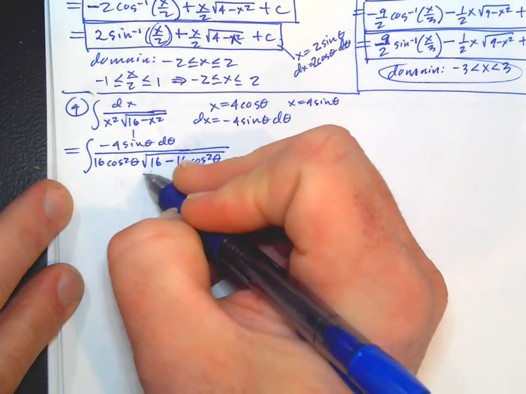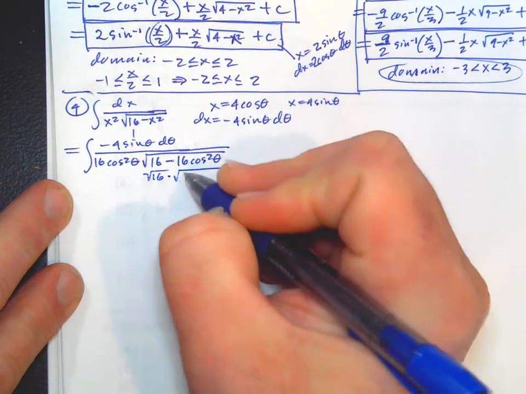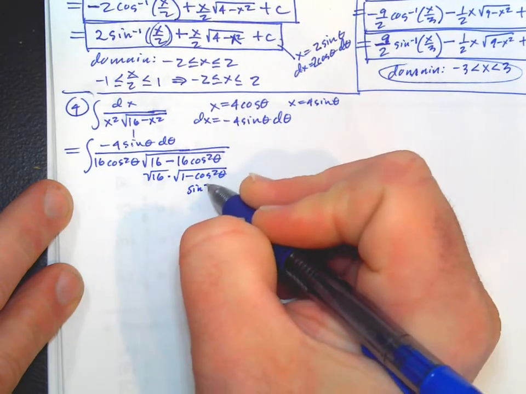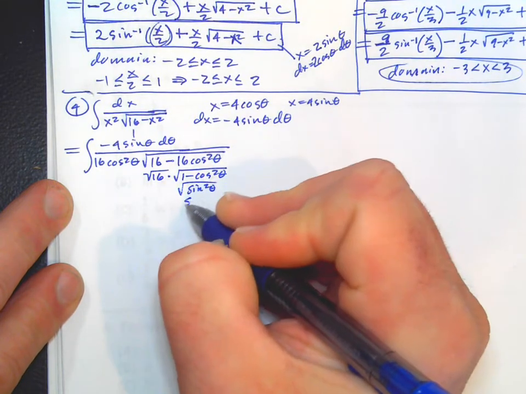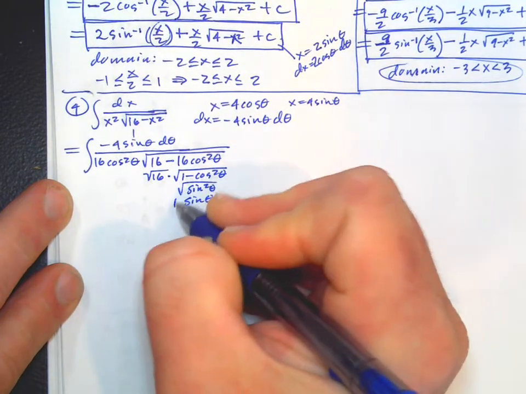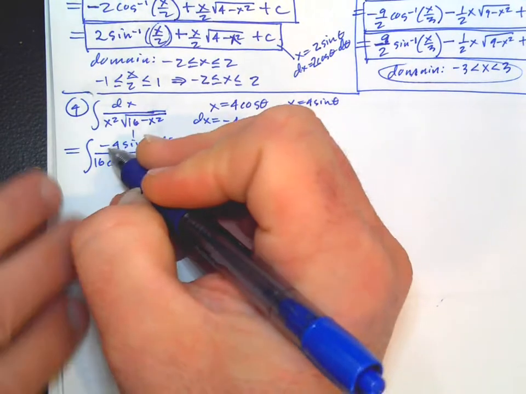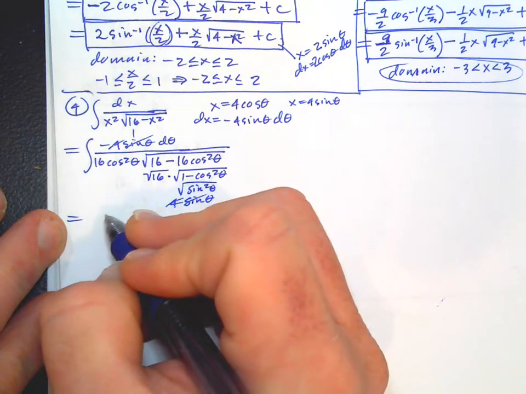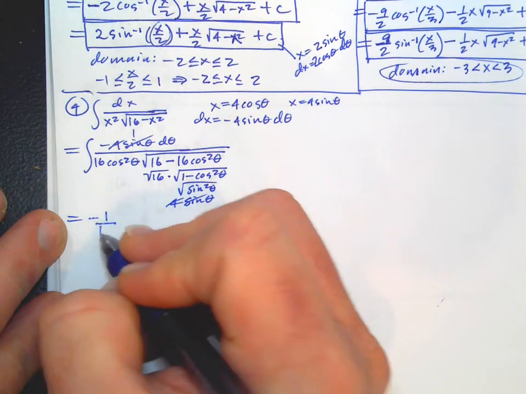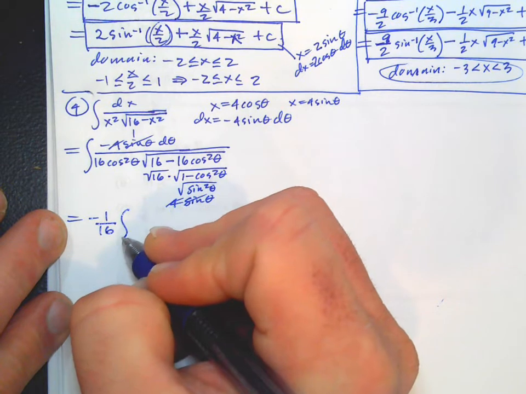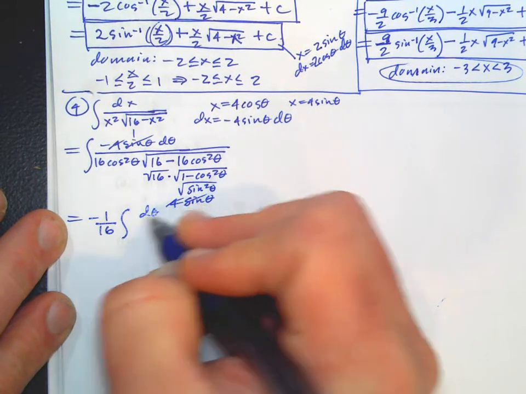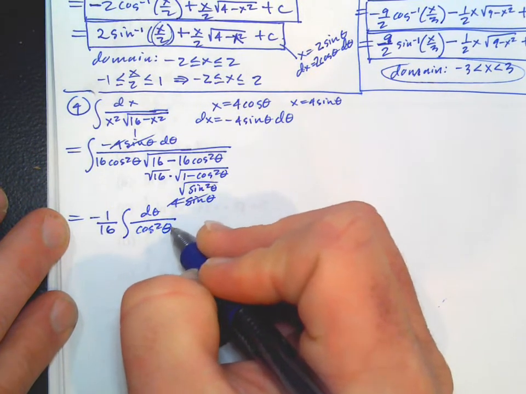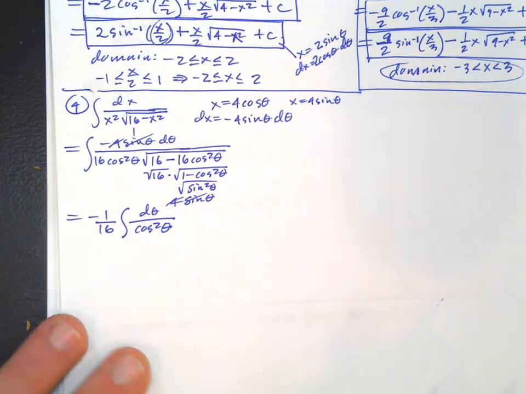And we're going to take the square root of 16 out. And then 1 minus cosine squared is sine squared, and the square root of that is going to be sine. So we're going to end up with a 4 sine theta from all this stuff. So that's going to totally reduce that stuff on the top. So what I have now is negative 1 over 16, I'll put that up front, d theta over cosine squared theta, right? So how do I integrate that?